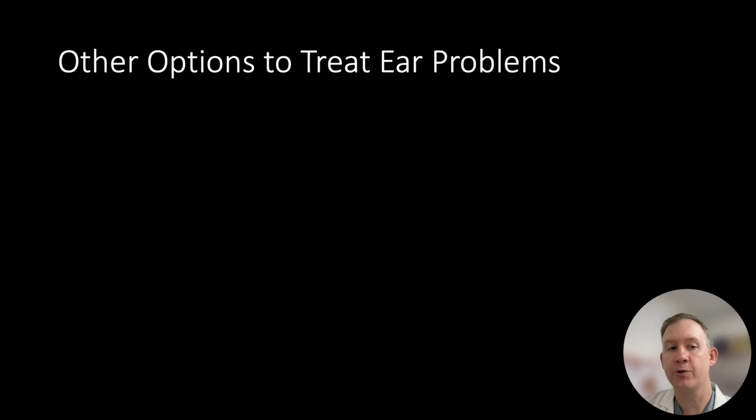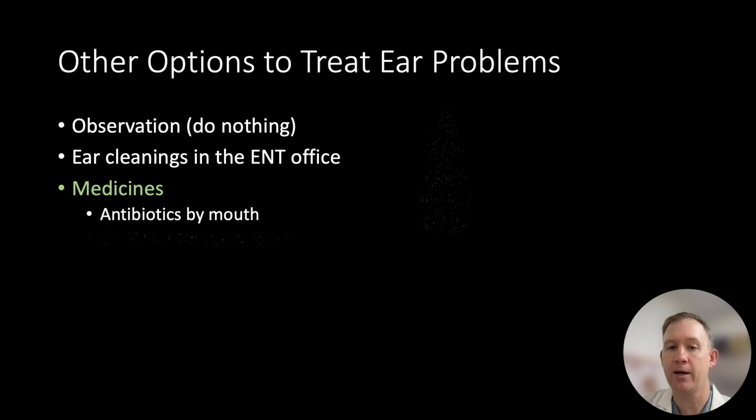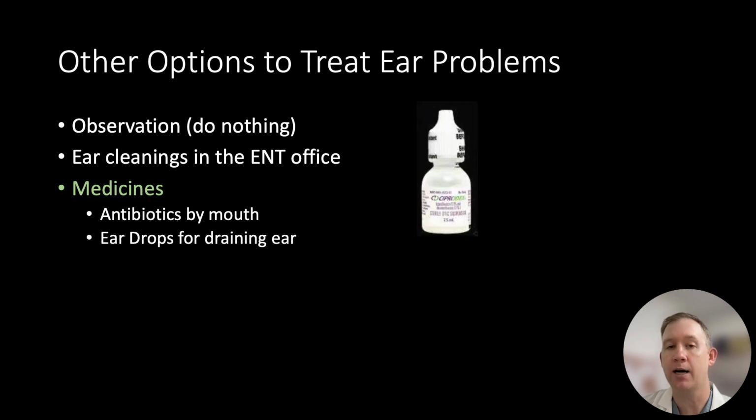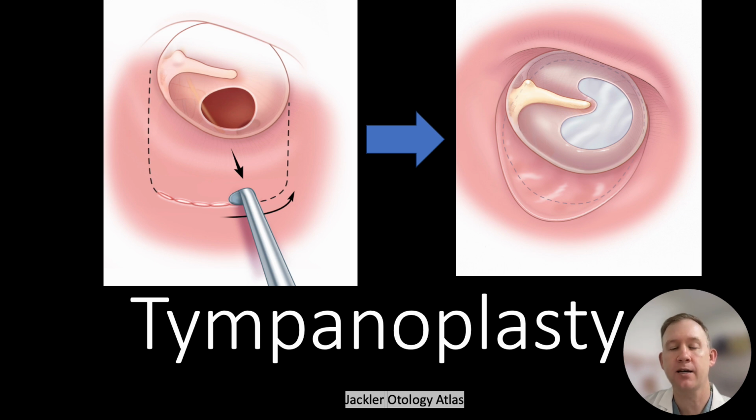There are other options to treat ear problems. One option sometimes is to do nothing, and if the problem is mild or if it heals on its own, that's great. Sometimes the doctor can help with doing some ear cleanings in the office. We usually also will add some medicines like antibiotics taken by mouth, as well as antibiotic ear drops that can be put into the ear. And if the problem is really with hearing, then another option is a hearing aid. But the focus of this talk today is really about the surgical options.